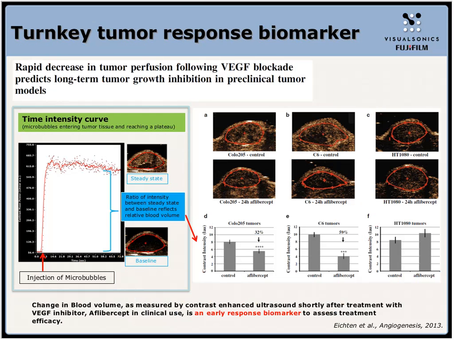So here's a study that was discussed last month, and I'm going to be brief on the conclusions of the study. Basically, it's a study addressing blocking of VEGF with the Regeneron product. It's currently in clinical use, and this study reported the contrast intensity based on peak enhancement across colorectal cancer cell lines in a subcutaneous model. The author in this study concluded that the change in blood volume, as measured by contrast-enhanced ultrasound, is an early response biomarker to assess treatment efficacy. This inhibitor is now in clinical use.